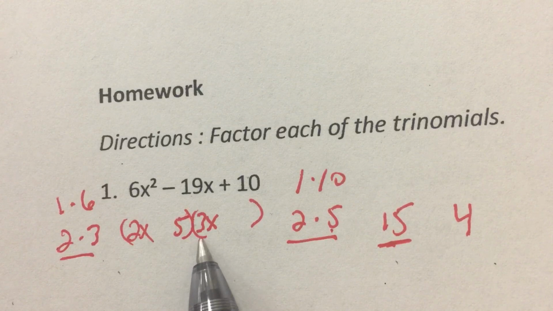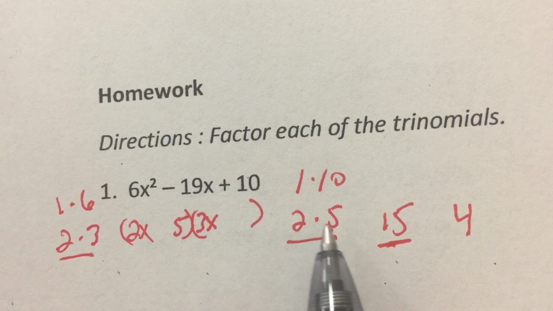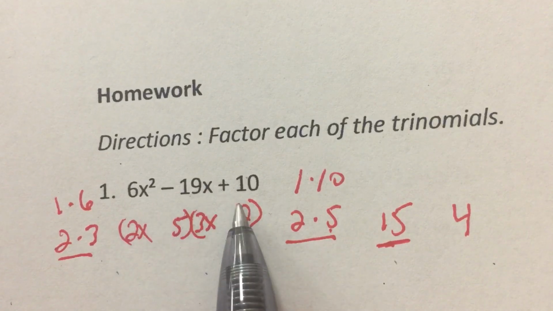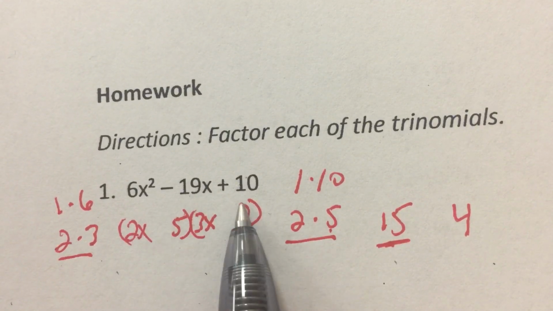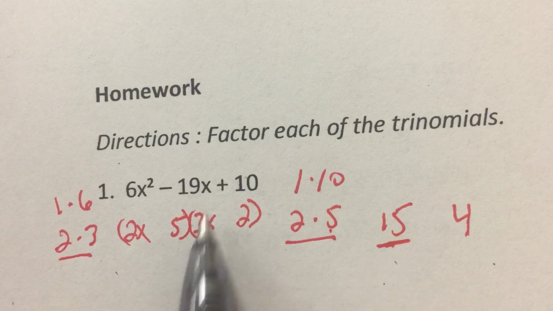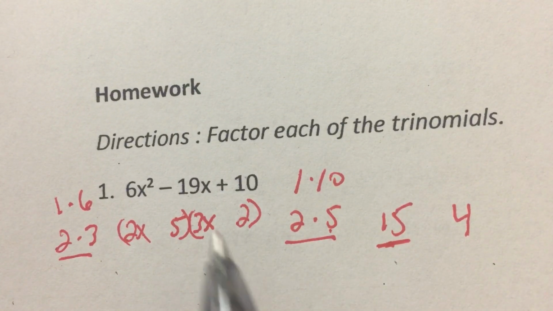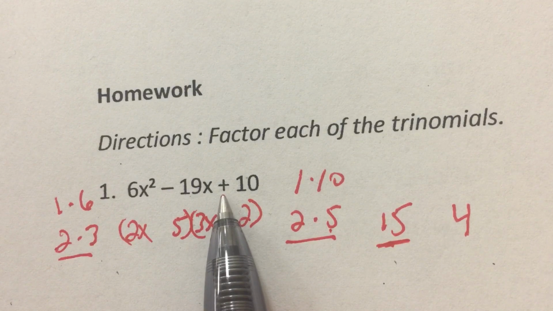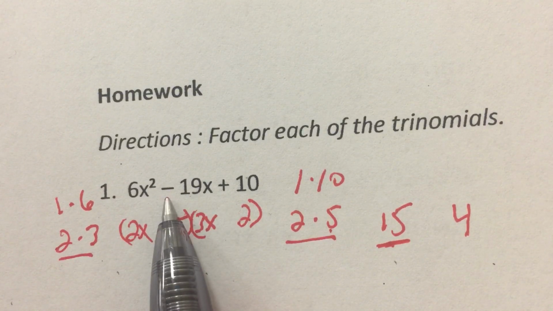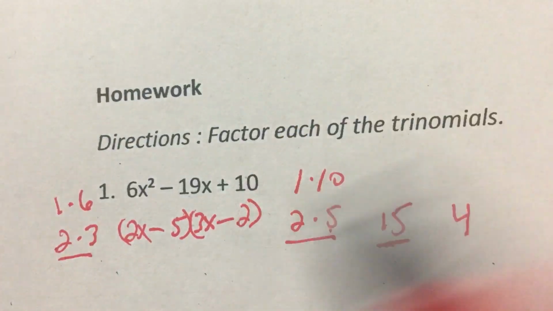When we do the I in FOIL, the inner. And then the other number, 2, would have to go here when we do the outer in FOIL. So 2 times 2 would give me the 4, and 5 times 3 would give me the 15. Together, those add up to make 19. If the back sign's a plus, that tells me that the signs have to be the same. If they're both the same, they're both whatever the middle sign is. So in this case, they're both negative.